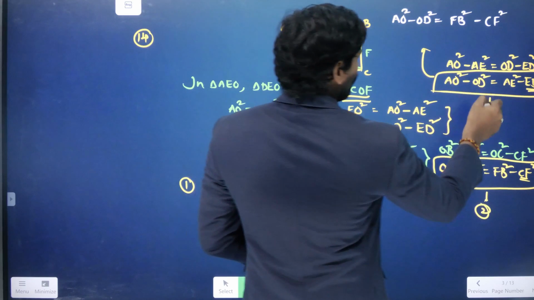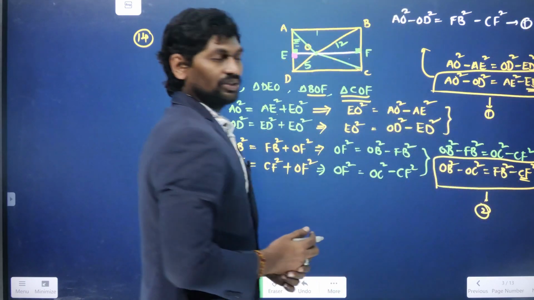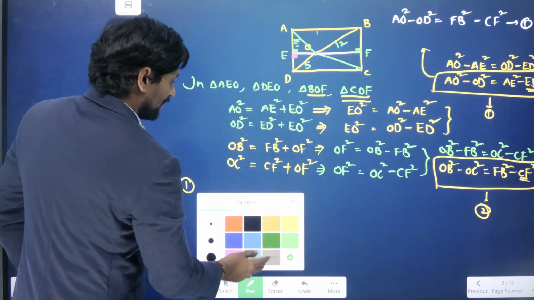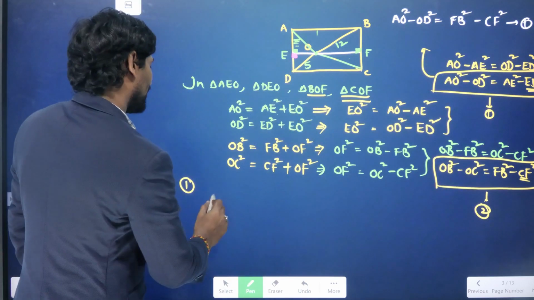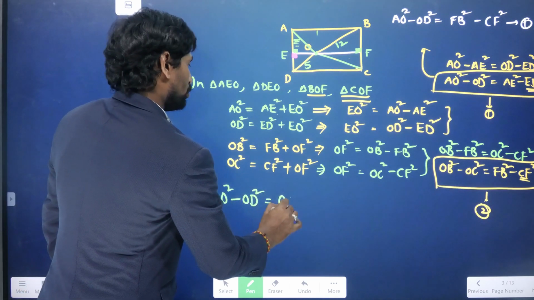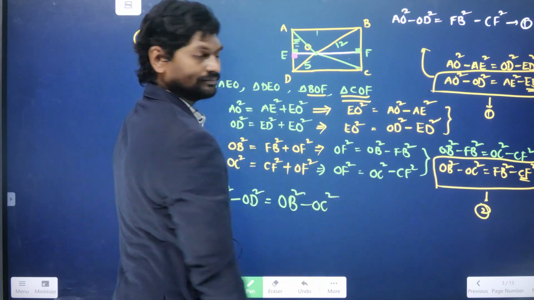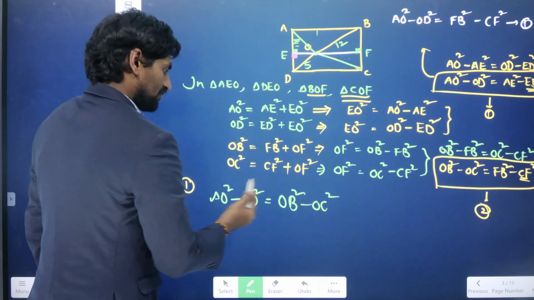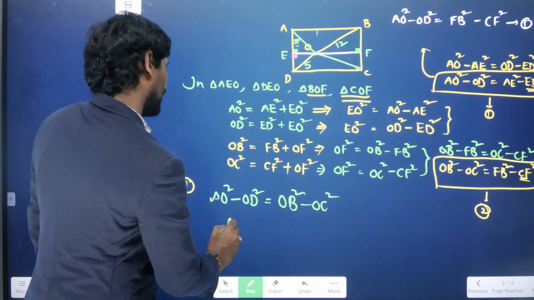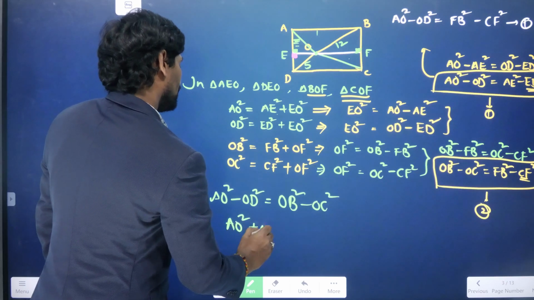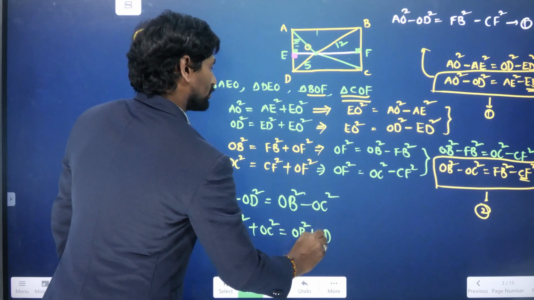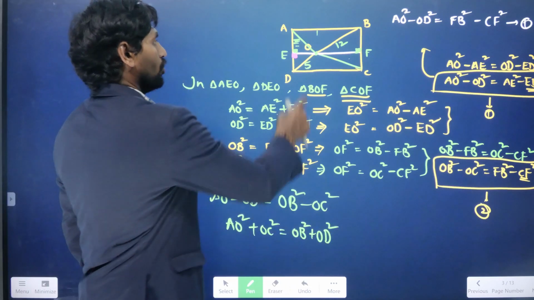So from this, I am taking this one as equation 1, this one as equation 2. The RHS parts of equation 1 and equation 2 are equal, so let us equate the LHS parts. AO square minus OD square is equal to OB square minus OC square. Minus OC square, bring this side, becomes plus. Minus OD square, transpose this side, becomes plus. So OA square plus OC square is equal to OB square plus OD square.